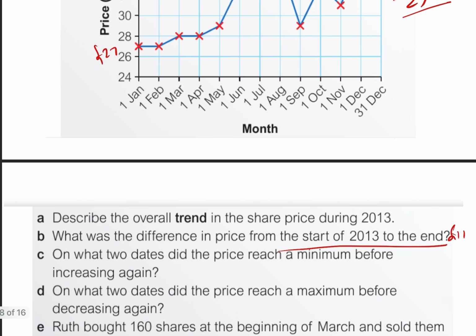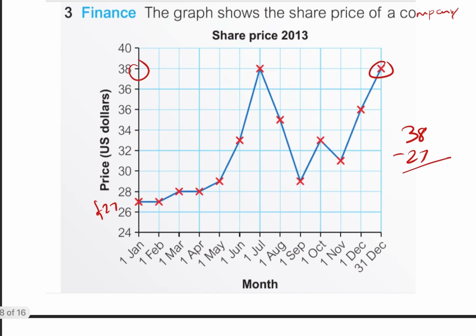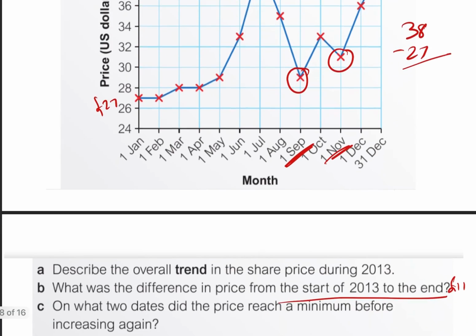On what 2 dates did the price reach a minimum before increasing again? So where did it crash? Well, it crashed here and here. So we can say September the 1st and November the 1st.